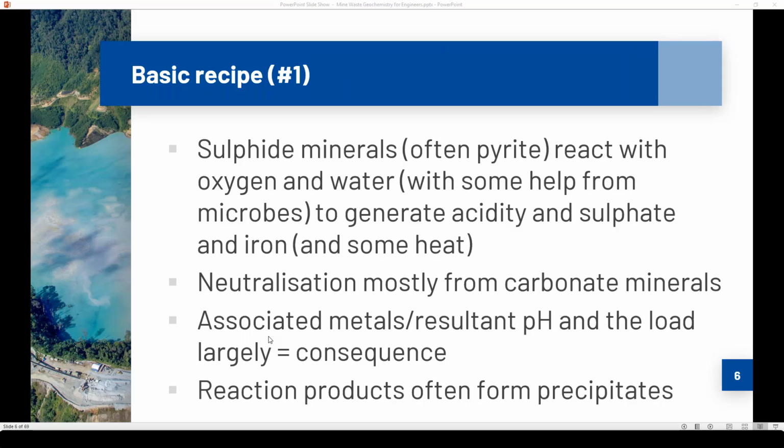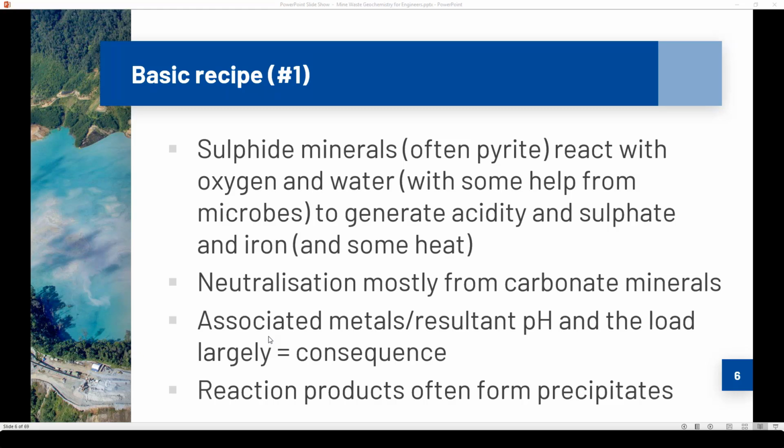Sulfide minerals, usually pyrite, react with oxygen and water to generate acidity, sulfate, and iron. And because this is an exothermic reaction, this also generates heat, and that becomes important with the consumption and transport of oxygen to facilitate this process.